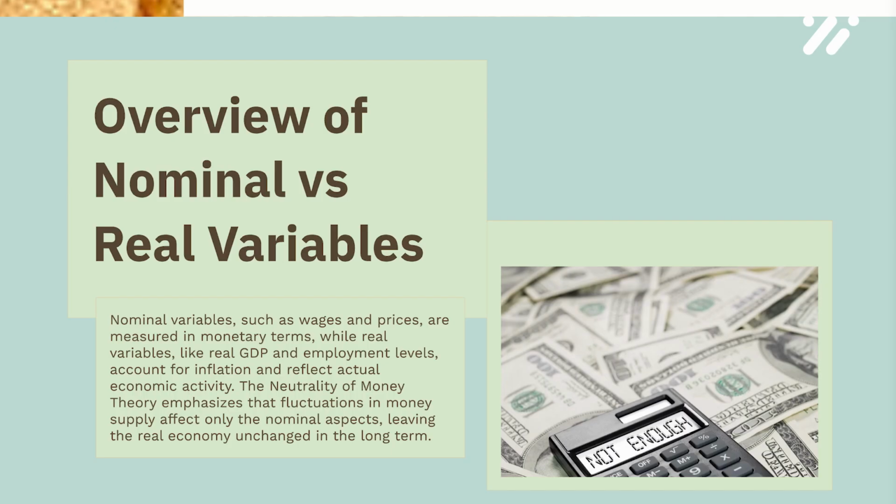Some key points: Nominal variables. These are measured in monetary terms, for example, wages, prices, and money supply. The theory posits that money affects these variables directly. Real variables. These include real GDP, employment levels, and real wages, which are adjusted for inflation and represent actual economic activity. The theory argues that money supply changes do not influence these variables in the long term. The theory rests on the idea that money is a veil over the economy. It facilitates transactions but does not alter the underlying economic fundamentals.